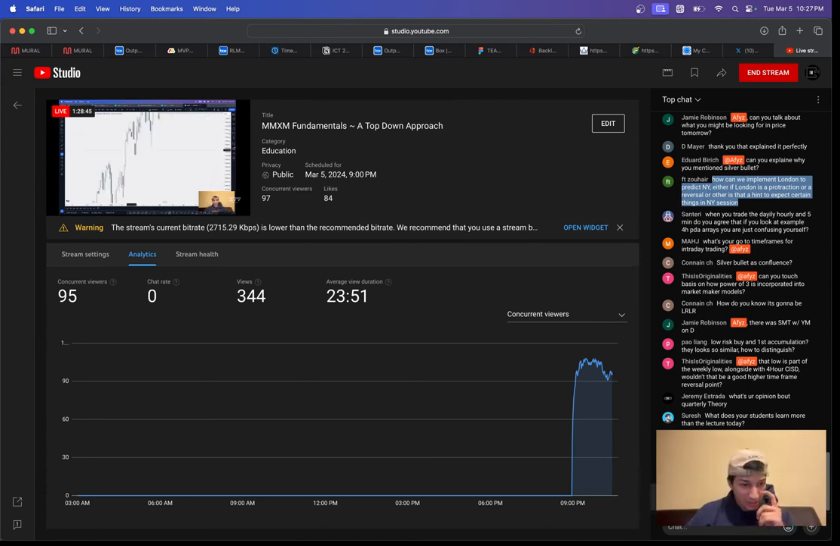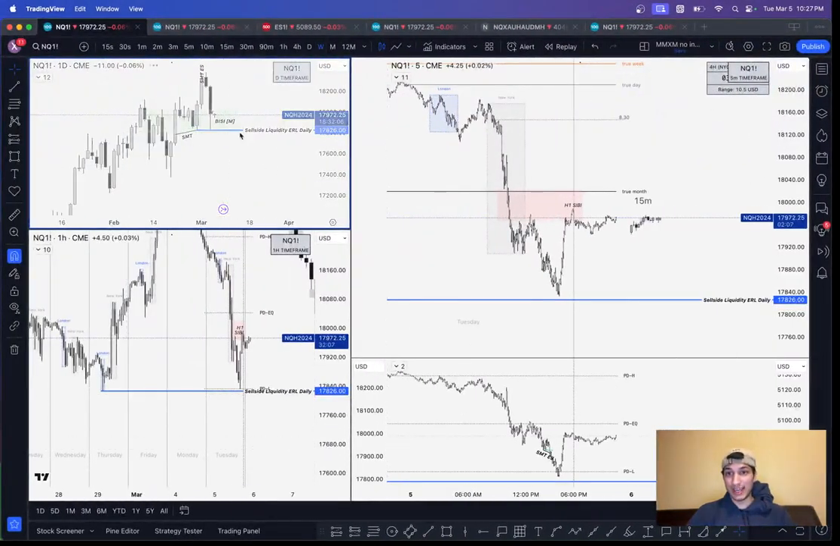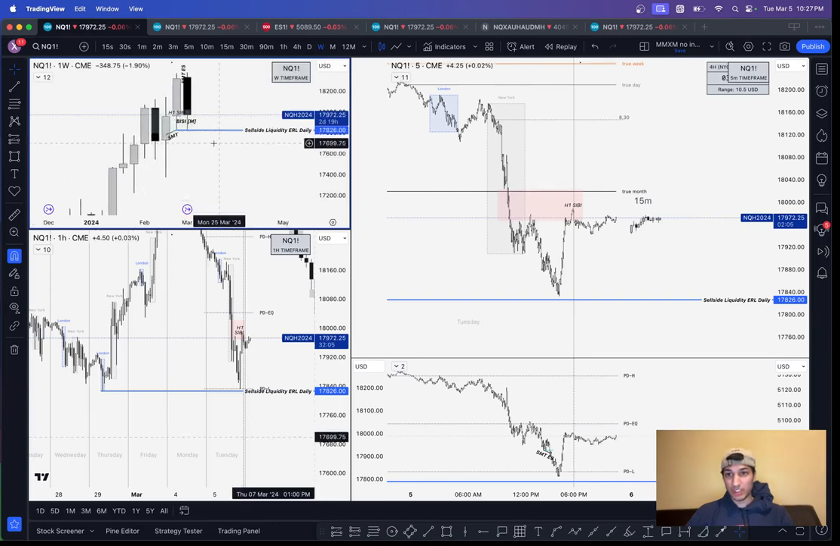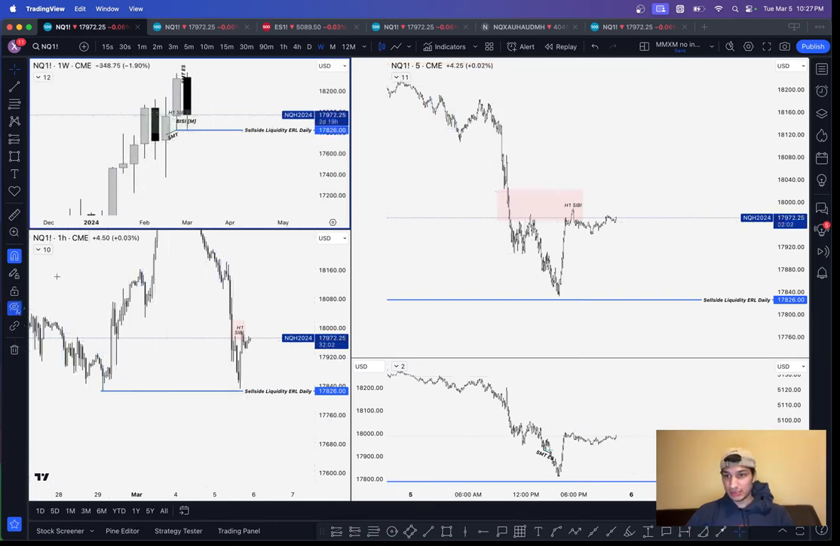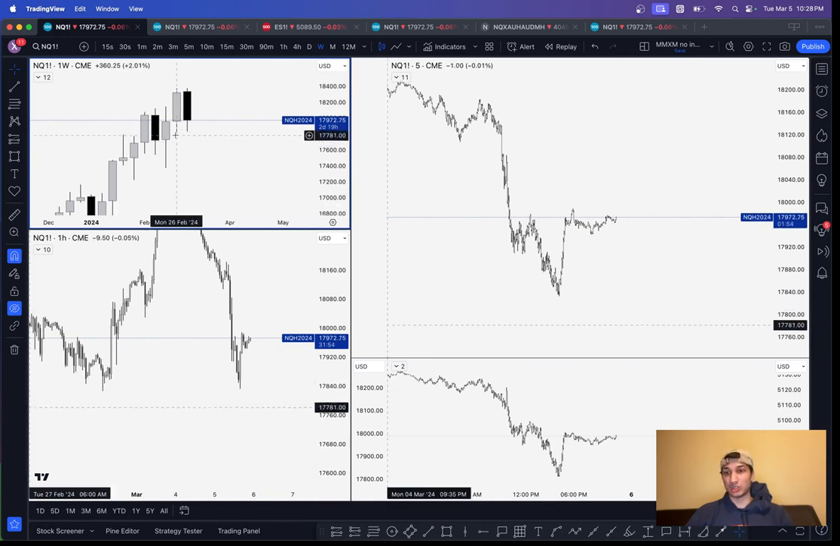I was talking about the swing low that you were targeting today. Is that a weekly low? That's not a weekly external range low, right? So let me hide everything. Right, this here is a previous week low, but it's not an external range low.